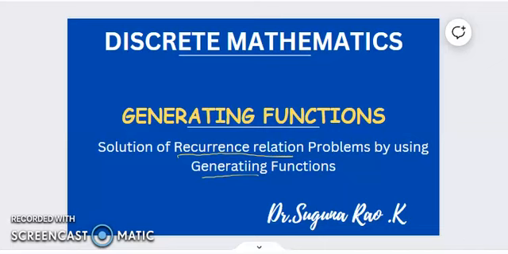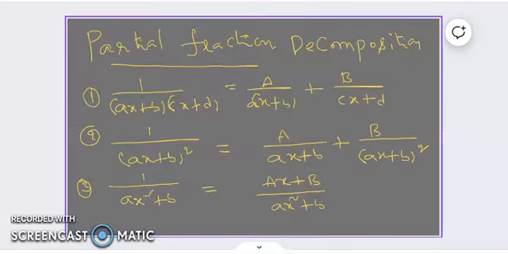So before we start the problem of recurrence relation, we need to recall the topic of partial fractions. We know about partial fractions from lower classes. We have basically three methods in partial fraction decomposition.